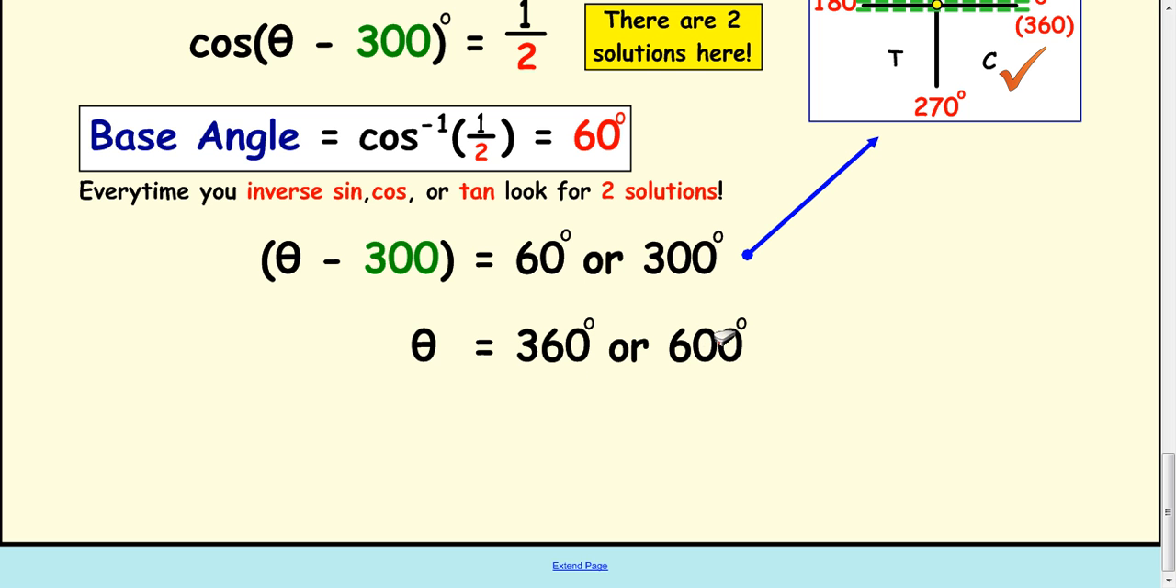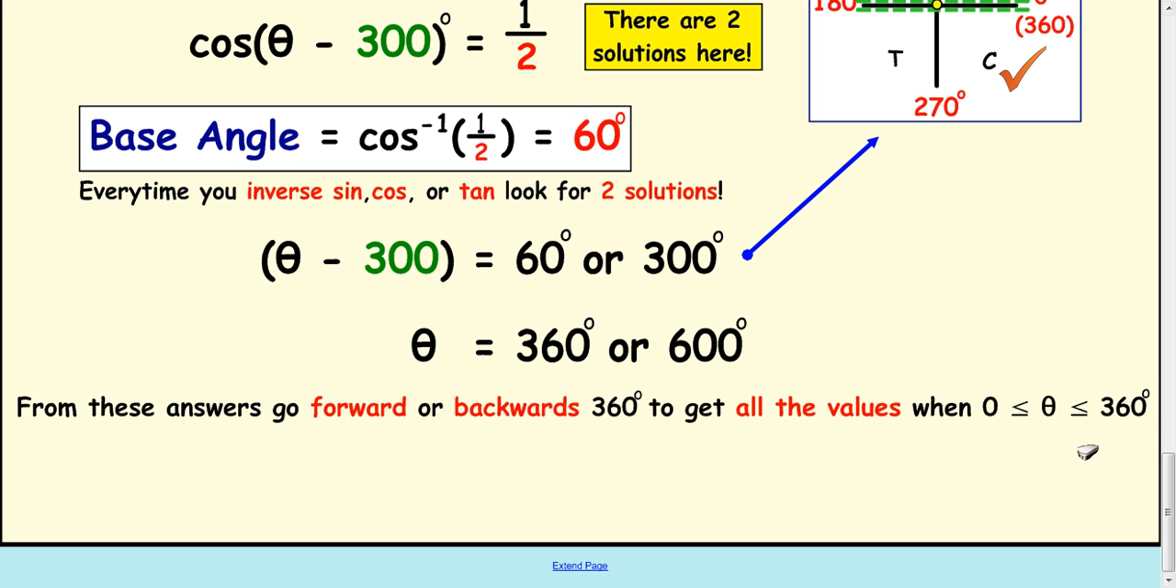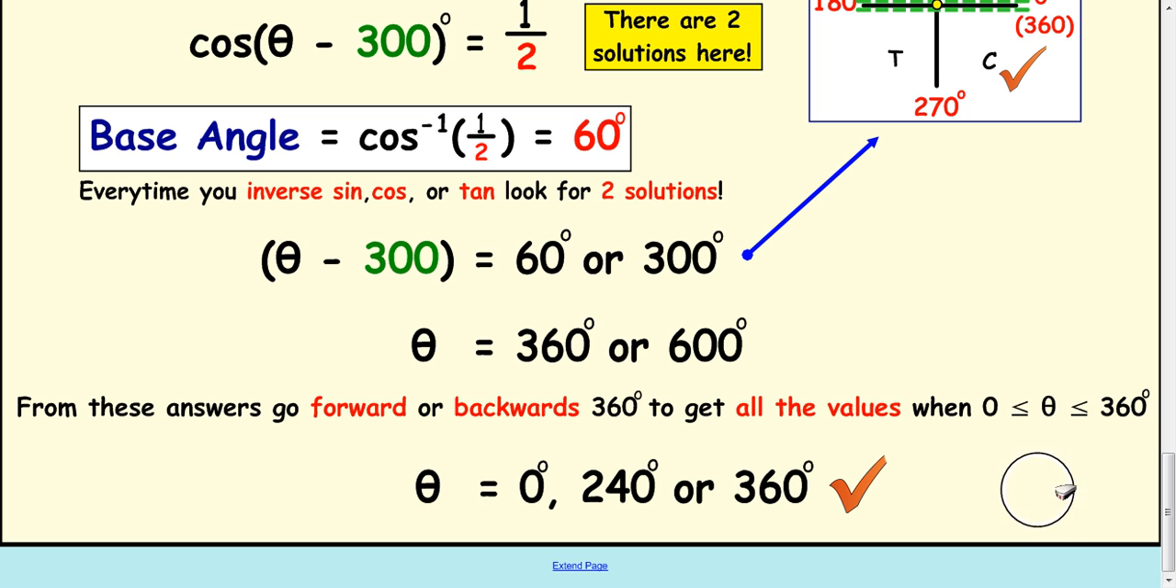And if there's a solution at 600, that's out with our range, so we go back 360 degrees to get the value between 0 and 360 that's the same as this. And if you take 360 away from that, you get 240. So if we go backwards and forwards 360 degrees from these solutions, we can get all our solutions. So 360 is one, 0 is another one, and go back 360 from here to get 240.